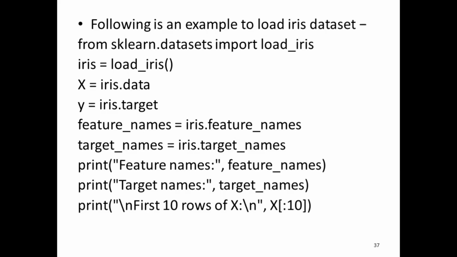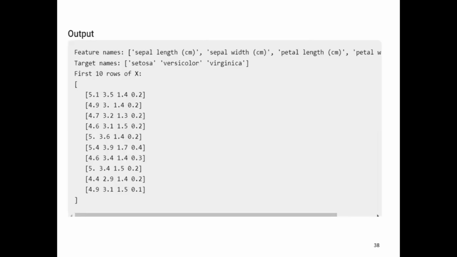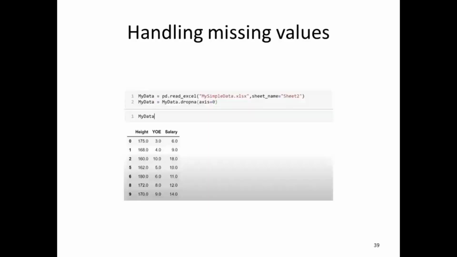Then to fetch the feature names, you can use iris.feature_names, and for target names, iris.target_names. Then you can print the feature names and target names and display the first 10 rows. This is the output for the code.